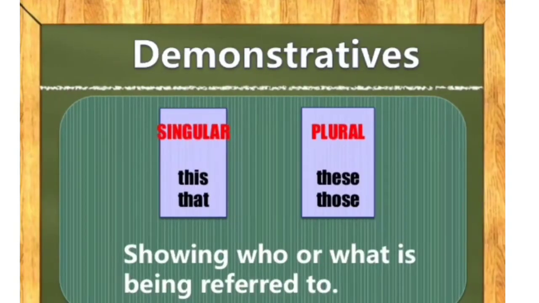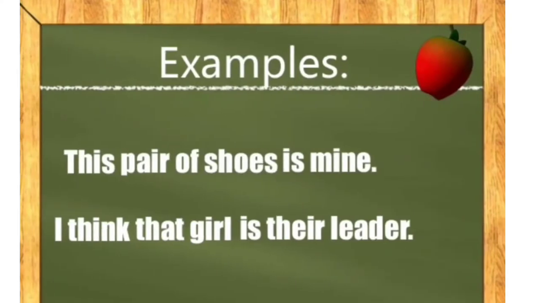Now, demonstratives. Demonstratives are used to point to something specific instead of something general, showing who or what is being referred to. In singular, it is this and that. In plural, these and those. Example: This pair of shoes is mine. I think that girl is their leader.